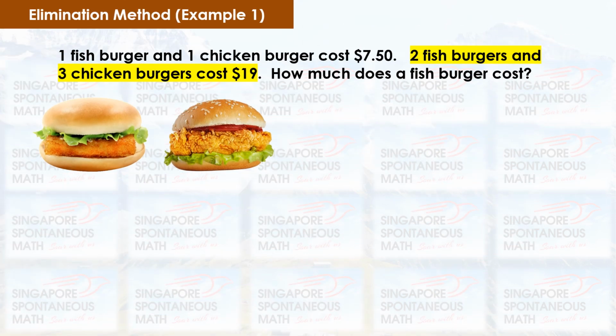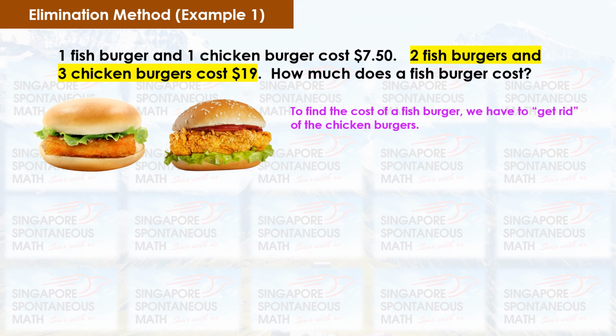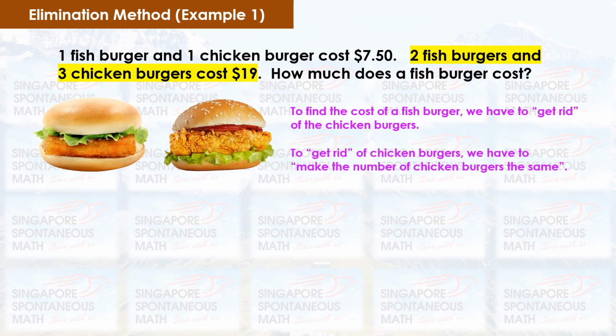One fish burger and one chicken burger cost $7.50. 2 fish burgers and 3 chicken burgers cost $19. How much does a fish burger cost? To find the cost of a fish burger, we have to get rid of the chicken burgers. To get rid of the chicken burgers, we have to make the number of chicken burgers the same.